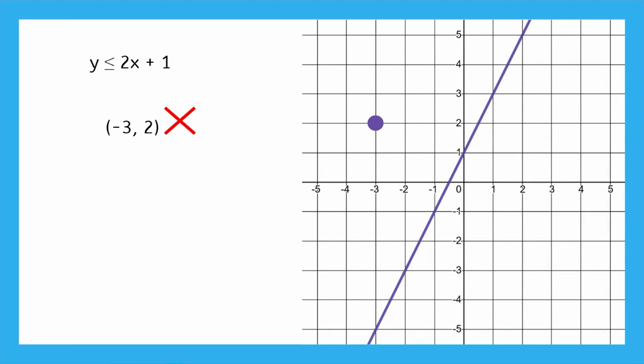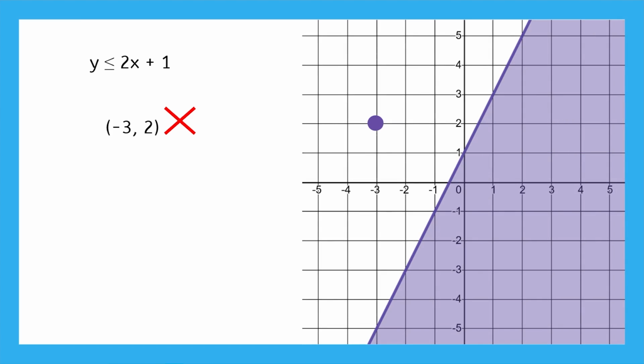Think of it this way. With equations, anything on the purple line is a solution. But with inequalities, the purple isn't just a line, it's an entire area of the graph. And any point in that purple area is a solution. So what about the point 1, 2? Is that a solution to this inequality? Yes, because it's in the shaded area.